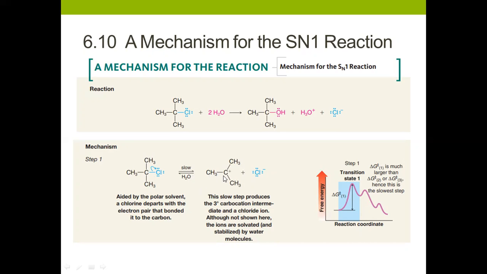To produce our carbocation from our primary reactants, it requires a lot of energy, and it's very, very slow. So you can only imagine that the reactant will have to climb or overcome a large energy gap in order to produce transition state one. And again, our transition state one is our carbocation.